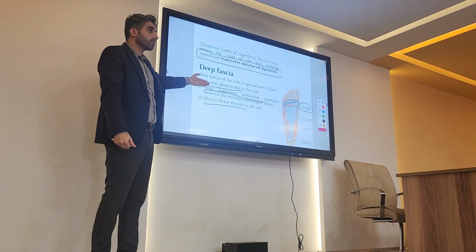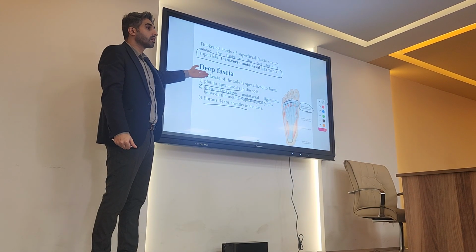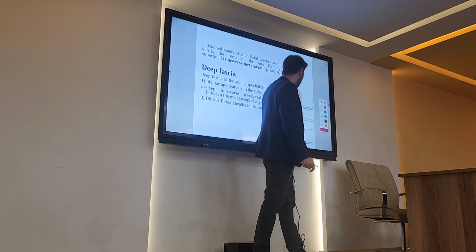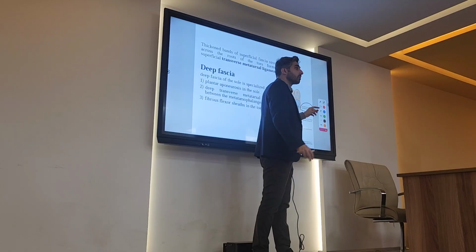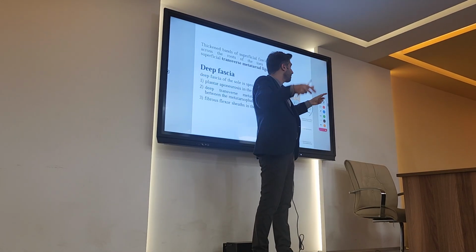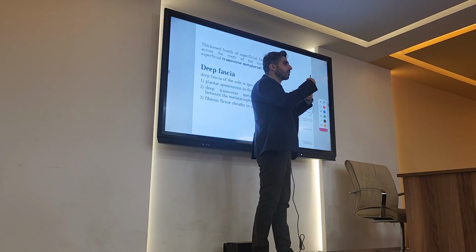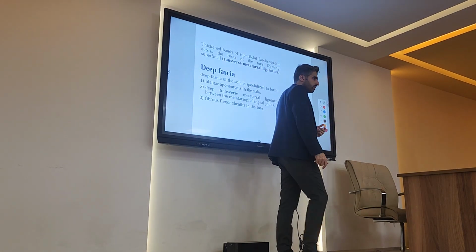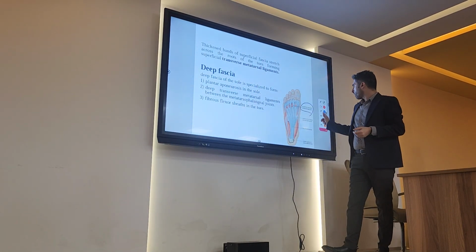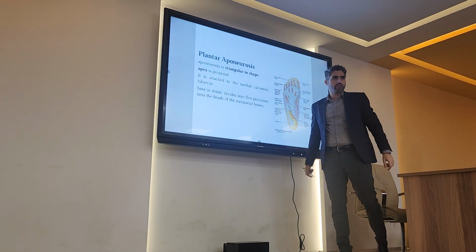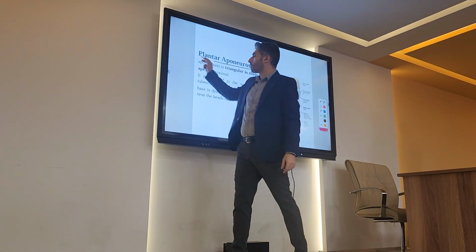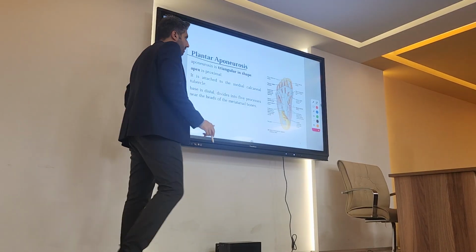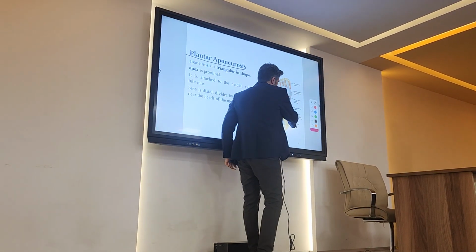So let's look at the superficial transverse metatarsal ligament. Where is the location here? Between heads of the metatars. This ligament attached to the head of the metatars. Head of the metatars means distal end. Okay? So what are the deep structures here we have? First of all, plantar aponeurosis, like palmar aponeurosis. It's here. This triangle.